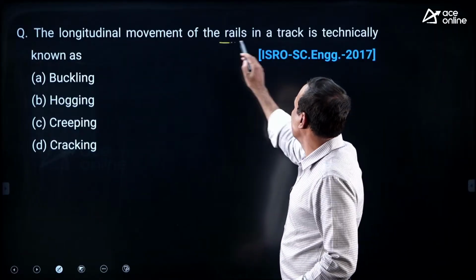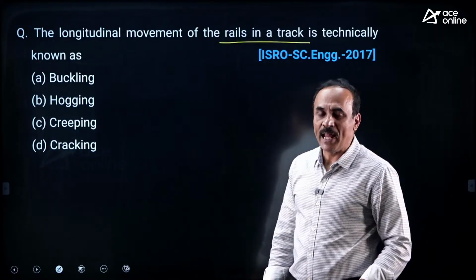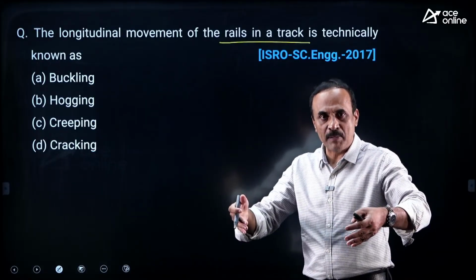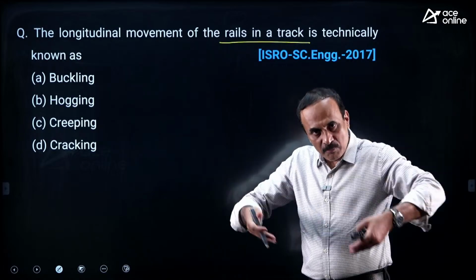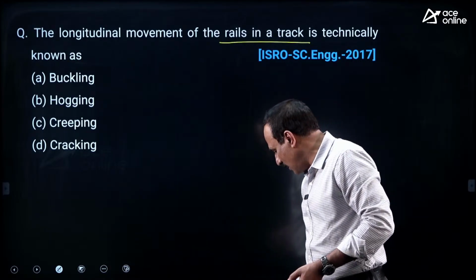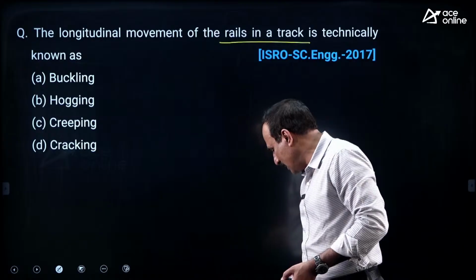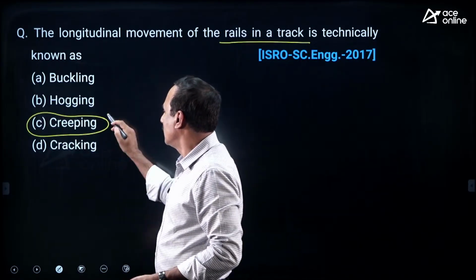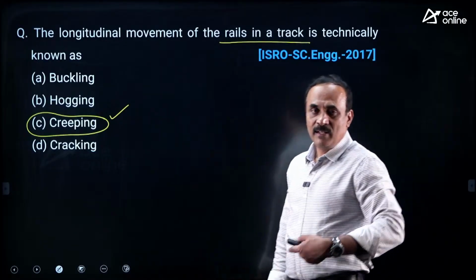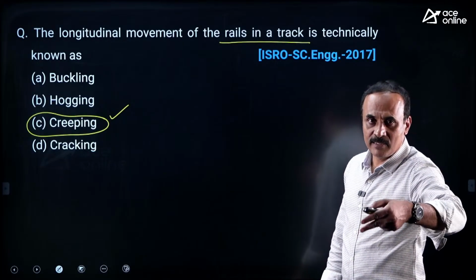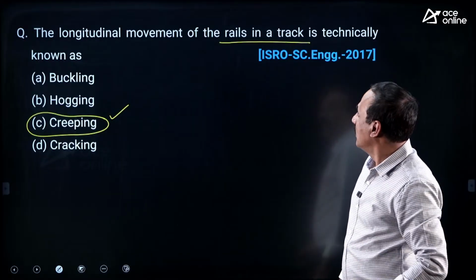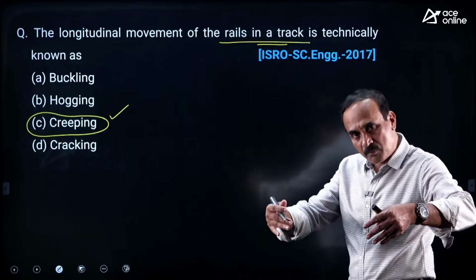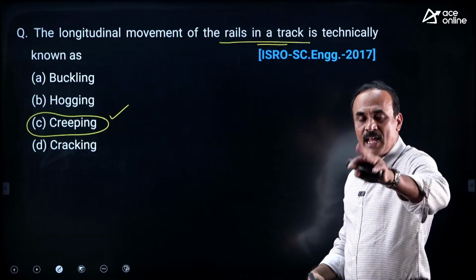Longitudinal movement of rails in track, technically known as longitudinal movement. If the train applies the brake, the rail moves backward. What is that movement called? Very nice, Arvind, Vicky. It is creep. Creep is the lengthwise movement of the railway track itself. If you apply the brake, track moves backward; with sudden acceleration, track may move forward.